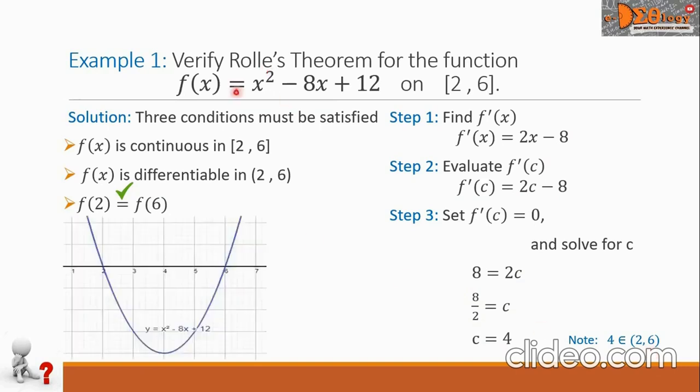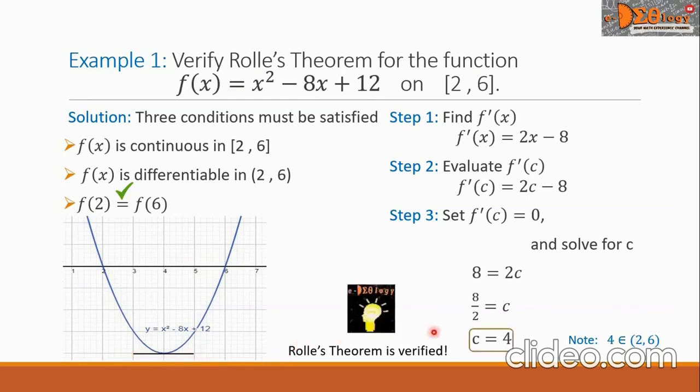Showing the graph of our function here, x squared minus 8x plus 12, we have a parabola. Our closed interval is from 2 to 6. And when x is equal to 4, and that is the c, the derivative of our graph is equal to 0. And then we can say that we have a horizontal tangent at that point. So we say that Rolle's theorem here is verified. This is our final answer.